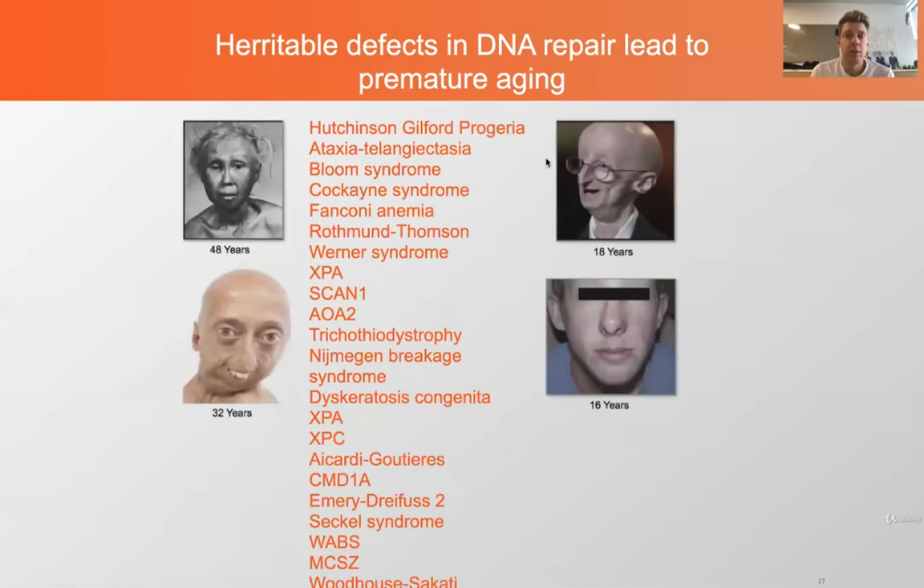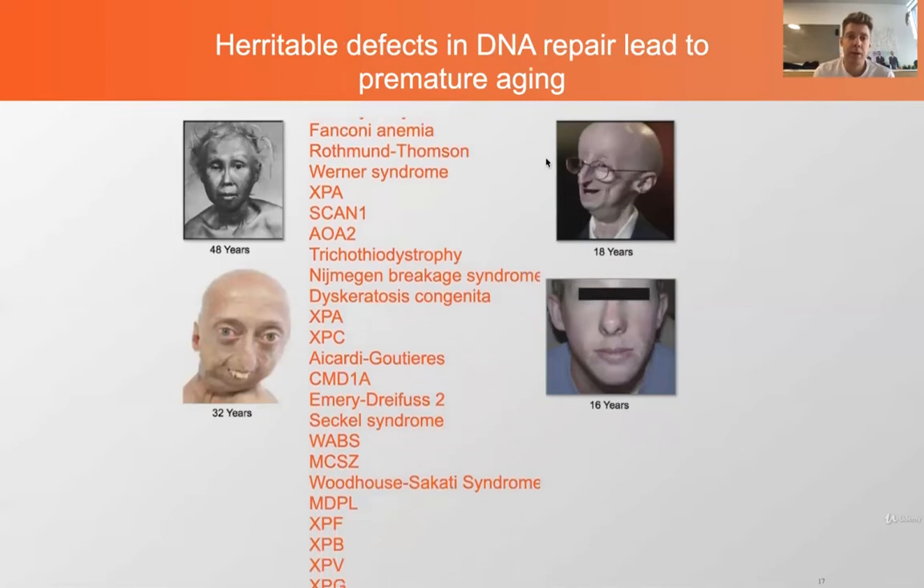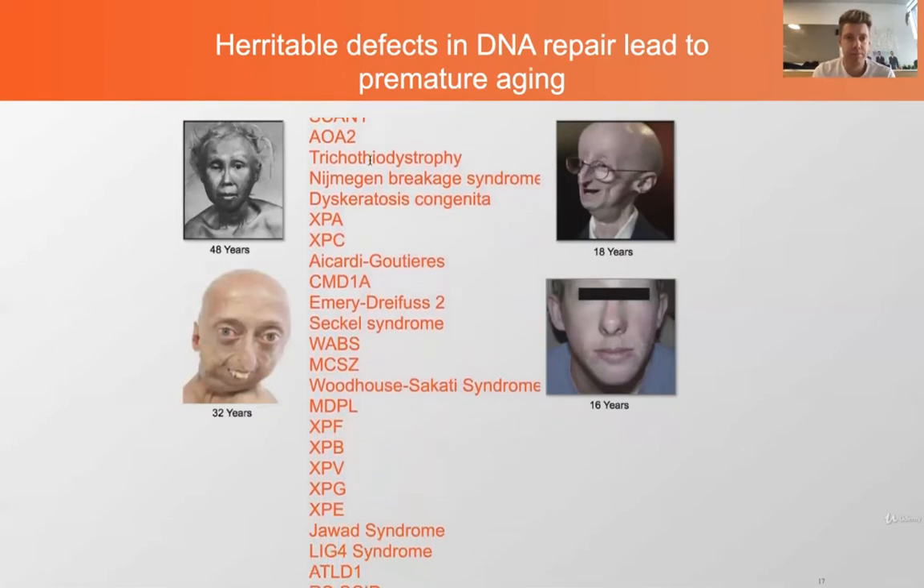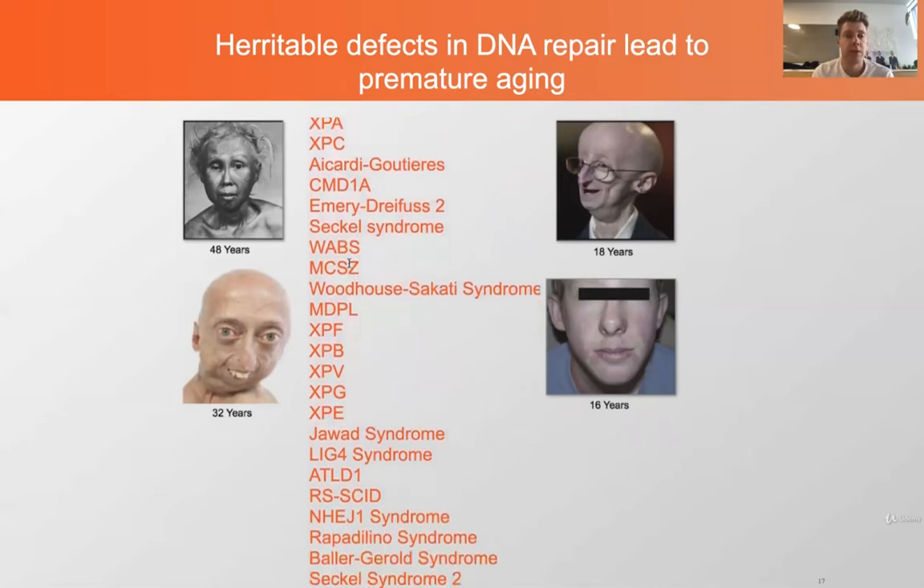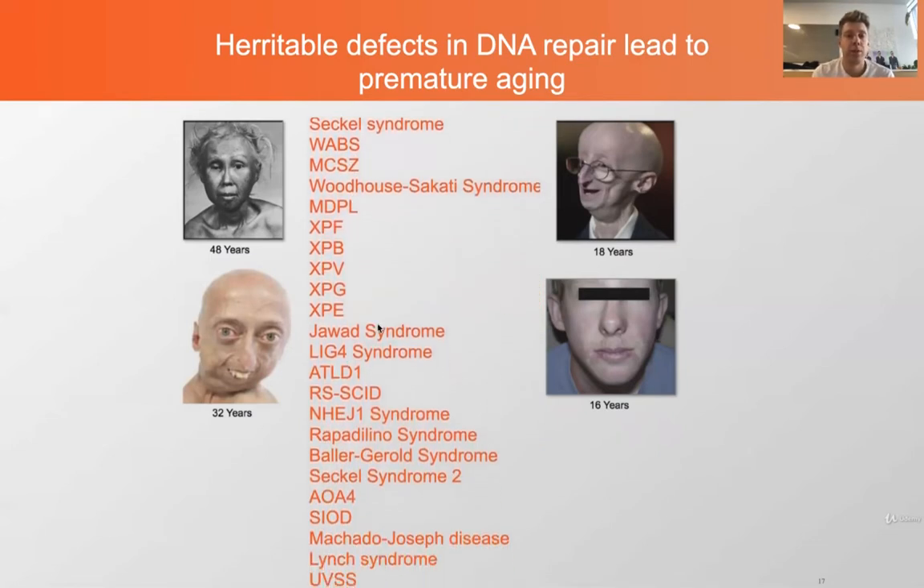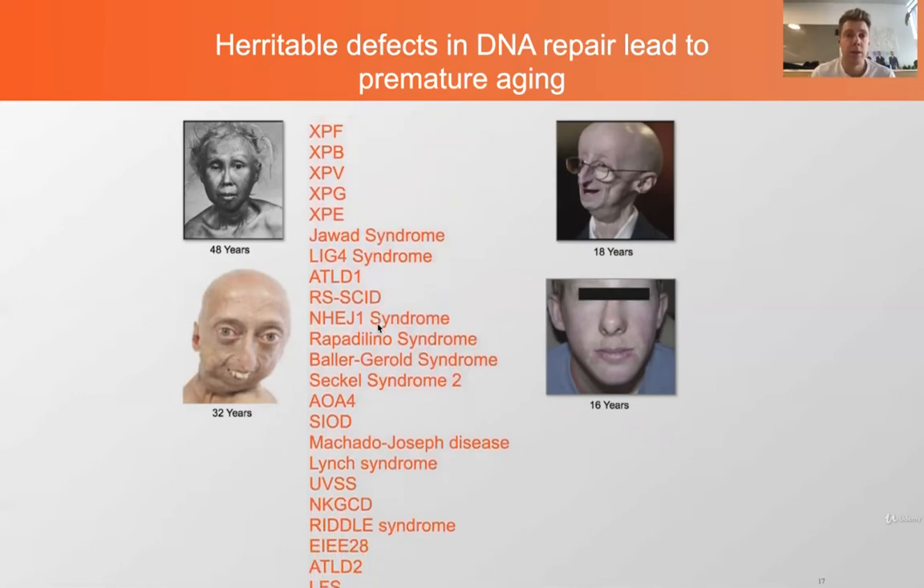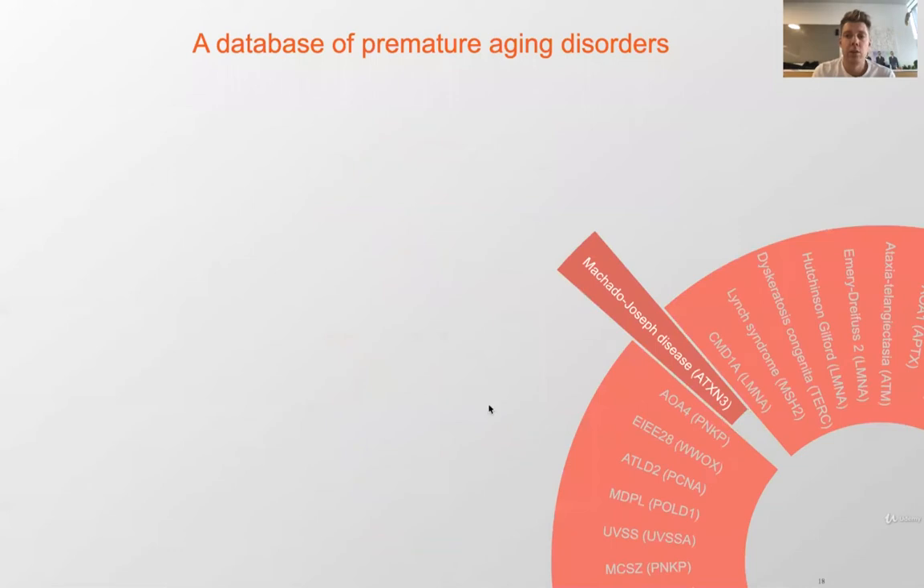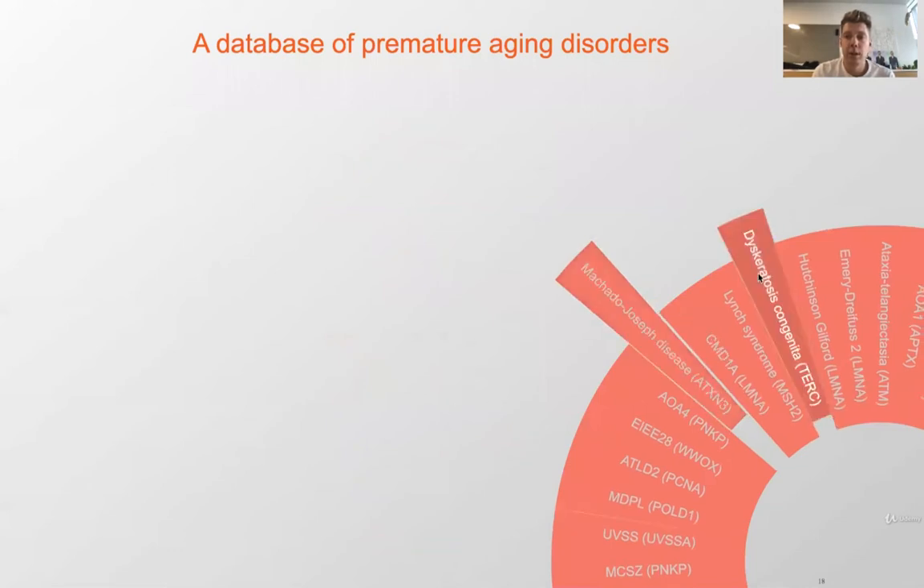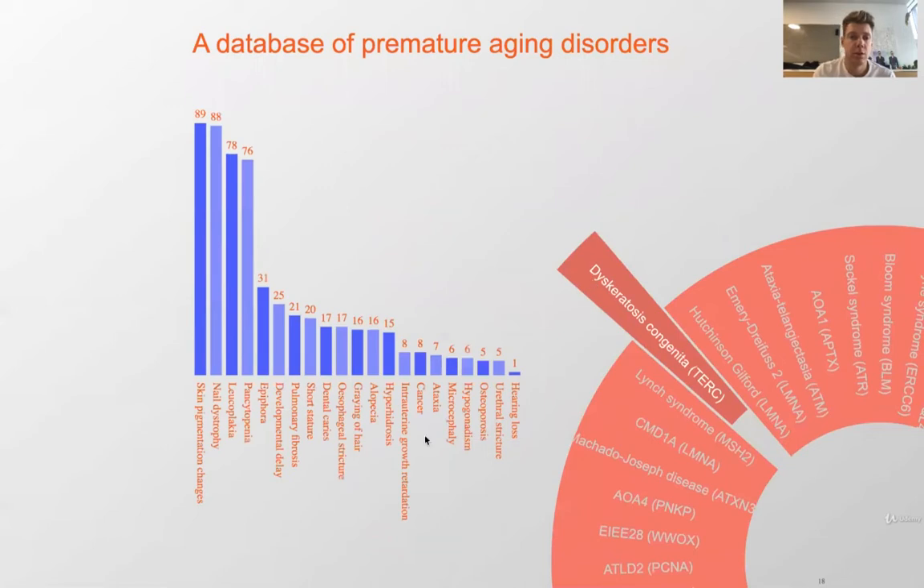And in fact, you can inherit these defects in DNA repair, and that can lead to premature aging. There's a large number of these diseases, and some correspond more closely with normal human aging than others. To understand these diseases better, we created a database, and here we have a disease called dyskeratosis congenita, where you can see the prevalence of features, just like I showed you the prevalence of features in normal aging. Here we just have the prevalence of features of patients that suffer from dyskeratosis congenita, for example. And you can see that 89% of patients have skin pigmentation changes, nail dystrophy, and leukoplakia.